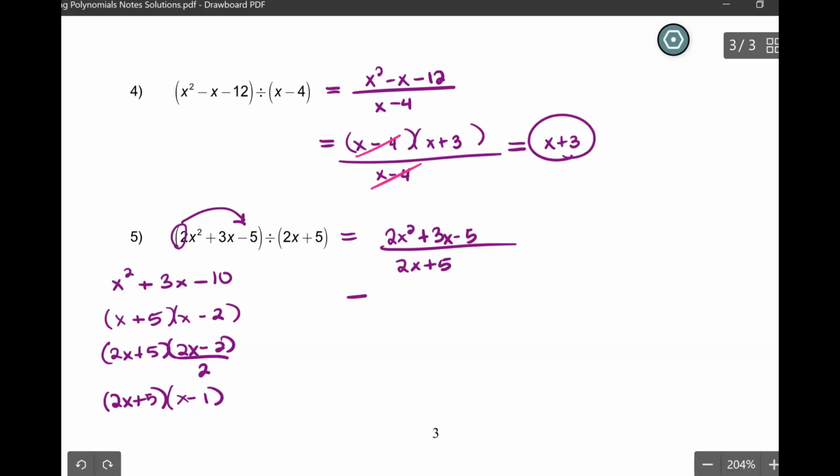So now I'm going to go back here. I'm going to rewrite the numerator, 2x plus 5 times x minus 1, all over 2x plus 5. Cancel the 2x plus 5. What are we left with? x minus 1. And that's it.